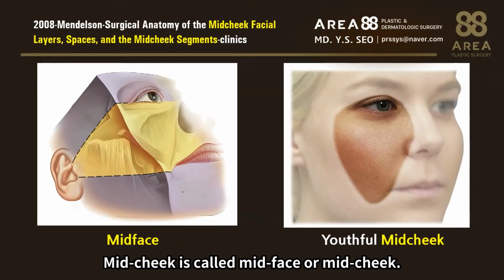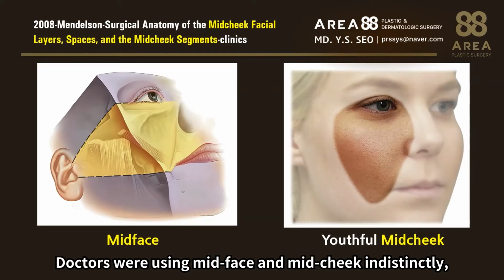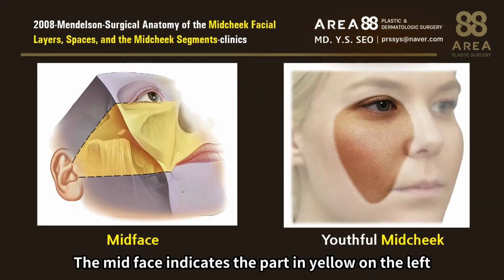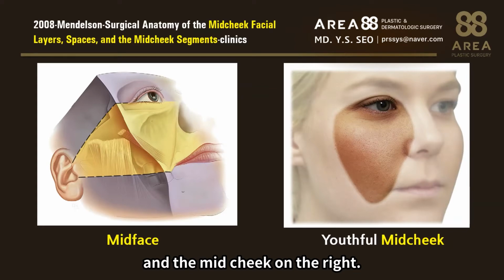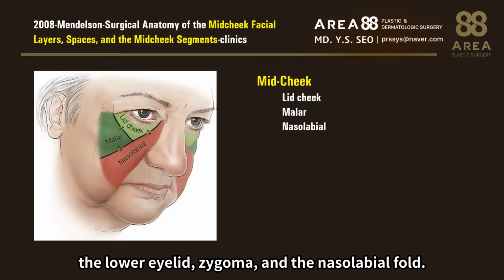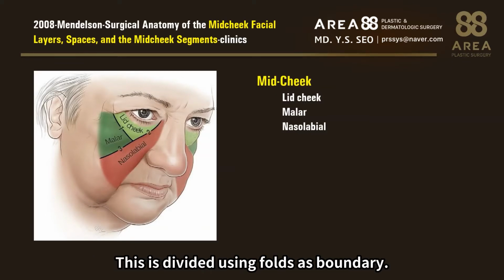Mid-cheek is called mid-face or mid-cheek. Doctors were using mid-face and mid-cheek indistinctly, so Dr. Mendelsohn made a distinction. The mid-face indicates the part in yellow on the left and the mid-cheek on the right. Dr. Mendelsohn divided the mid-cheek into three parts, the lower eyelid, zygoma, and the nasolabial fold. This is divided using folds as boundary.